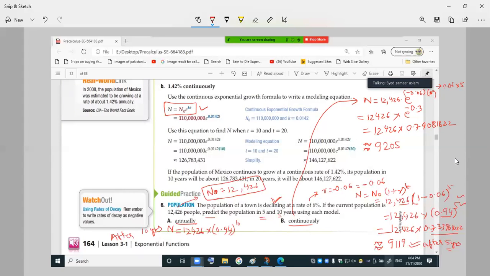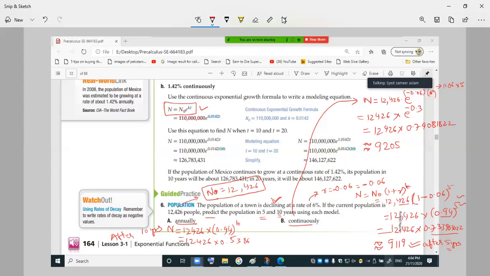So 0.94 raised to power 10. There is a power function on the calculator that you can use to solve it easily. It is decreasing, that's why 0.94 is coming. Otherwise, 1.06 raised to power 10 would come.